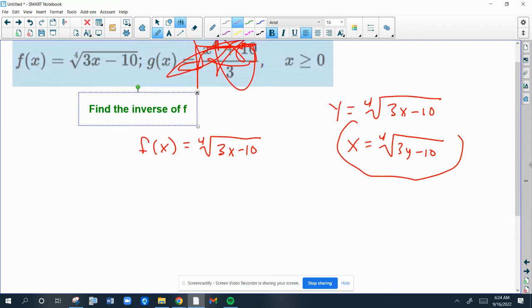So we're going to say the inverse of f is, you always just start with an x. And now you undo this. So pretend you're solving for x. Undo everything around the x and use your reverse order of operations.